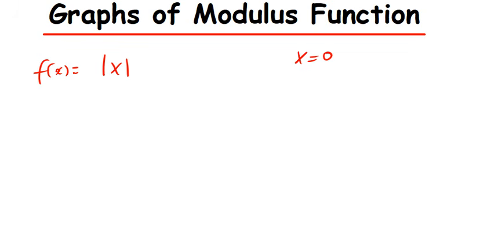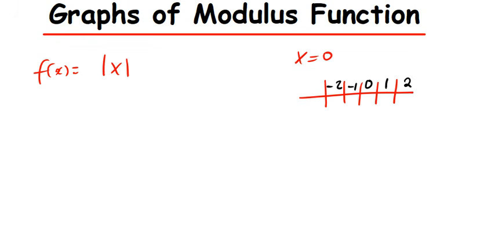Then I need to get 2 points below 0 and 2 points above 0. So here is the central point 0. For the numbers that are greater than 0, I'll get 1, then 2. For the numbers that are less than 0, I'll get negative 1 and negative 2, just like this.